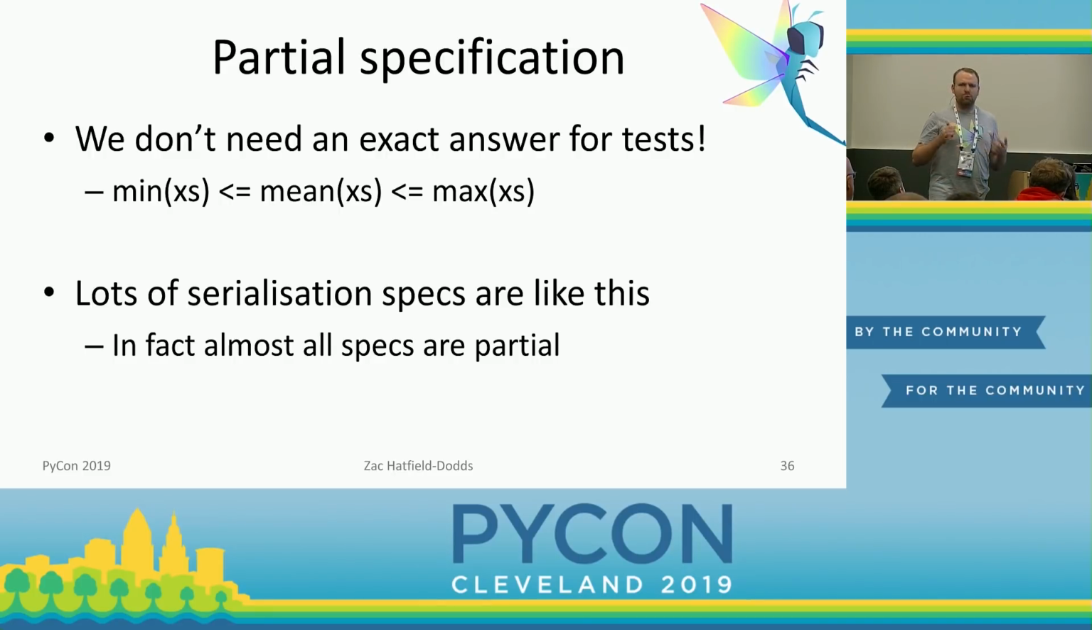In fact, almost all specifications are partial. Even when you have an oracle, there will be behavioral differences between them, something like performance or edge cases or what kind of error message you get. The question is really whether you care about the things which are not covered. And often the answer will be no. But where it is, partial specification can be incredibly powerful.